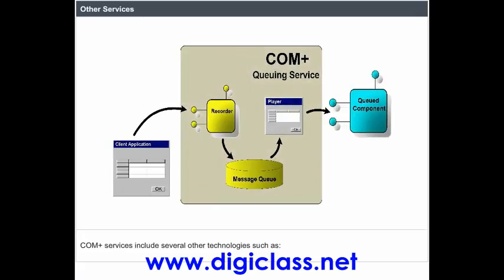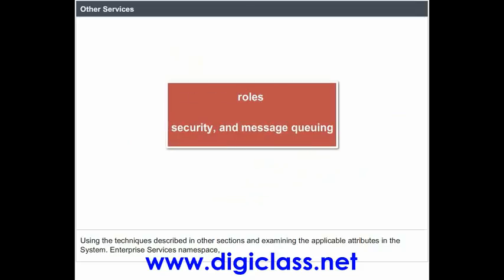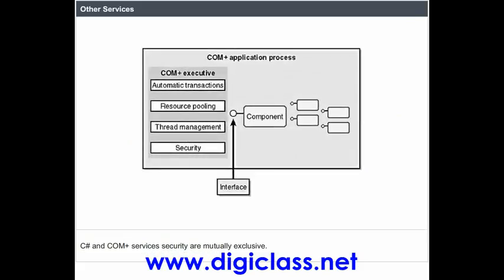Other services. COM+ services include several other technologies such as roles, security, and message queuing. These can be used by applying the techniques described in other sections and examining the applicable attributes in the System.EnterpriseServices namespace. C# and COM+ services security are mutually exclusive.